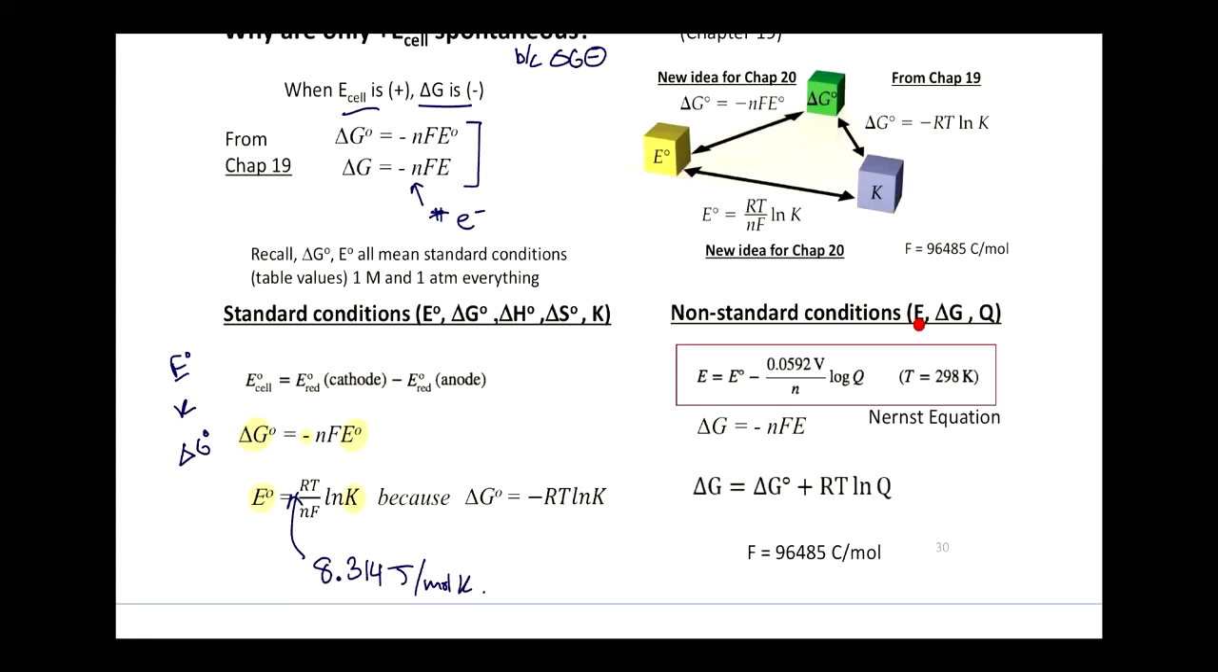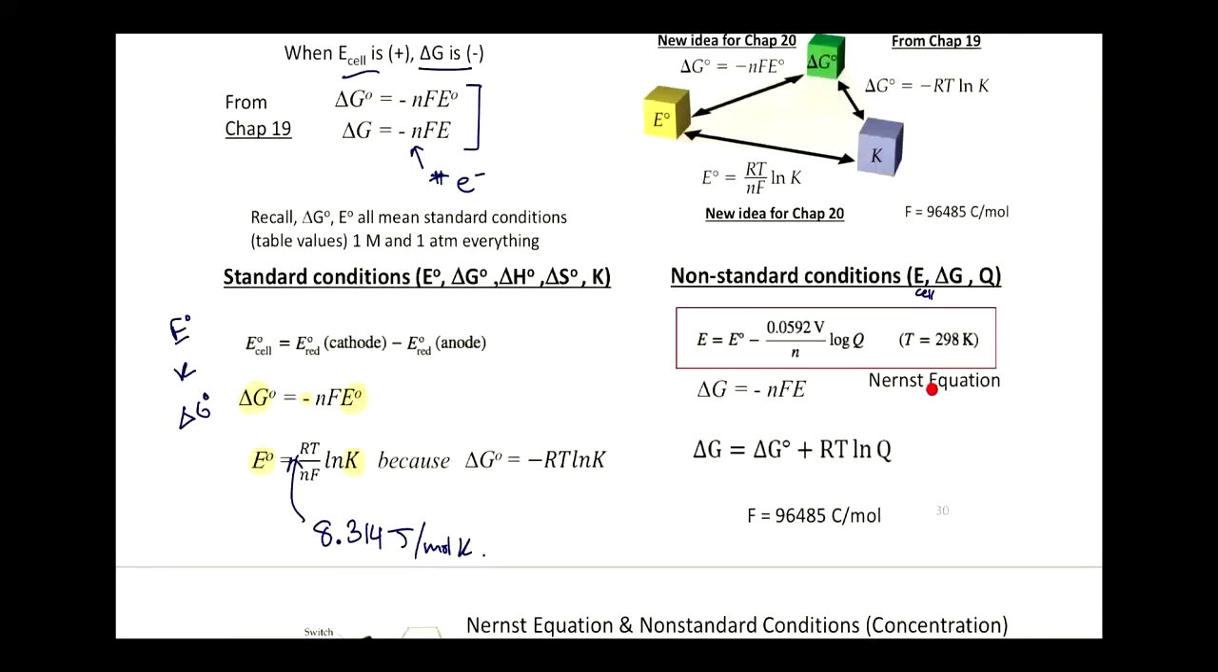Note that this E cell does not have a naught on it, and that's because it's not at standard conditions, just like delta G. I talked about delta G naught and delta G. Those are two different values. It's not a mistake when I write those values down. Typically, when I talk about delta G without the naught, we're not at standard conditions, so not one molarity of everything. The same goes for E cell. This is related to the Q of the reaction, the concentrations that are actually there, which aren't necessarily standard conditions. So what we get is the Nernst equation.